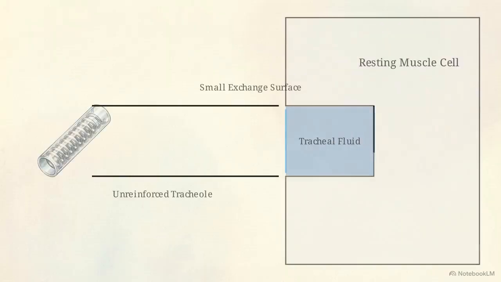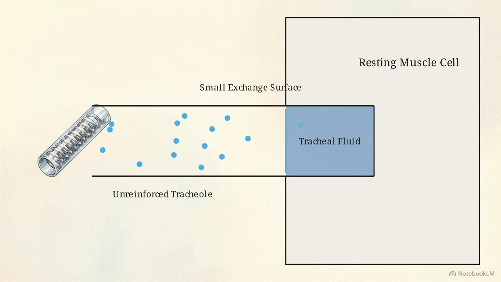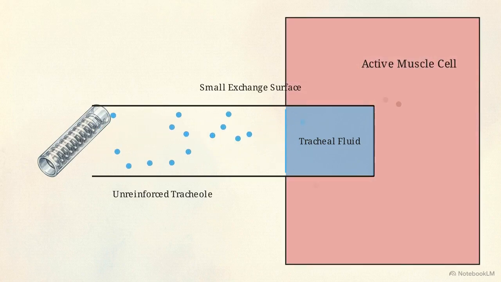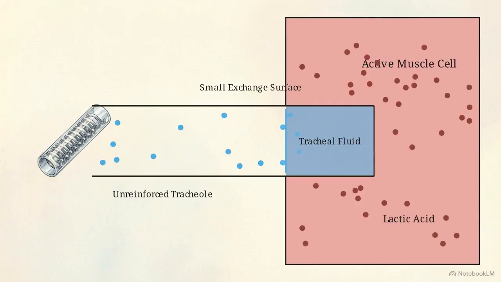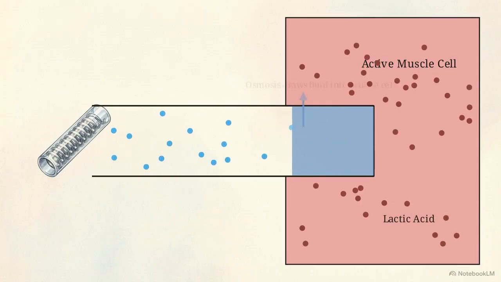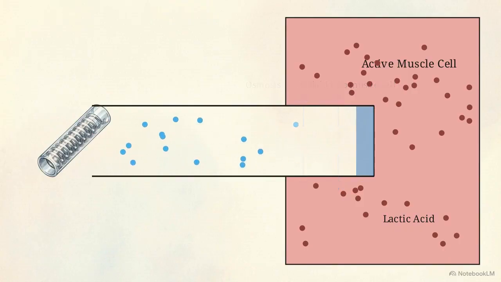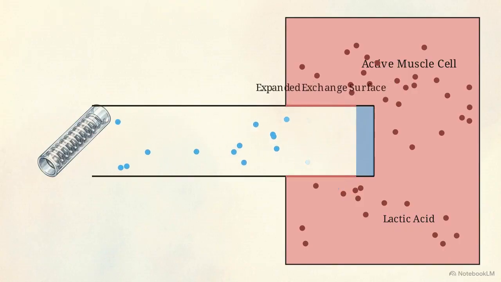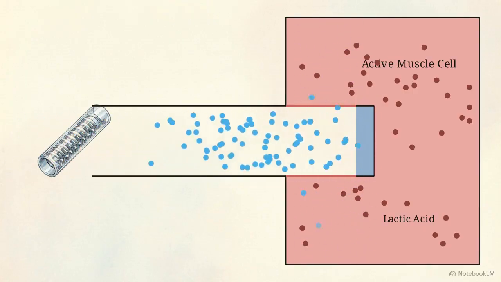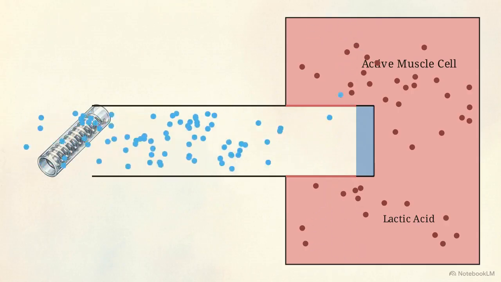At rest, tracheole tips are filled with fluid, limiting surface area for gas exchange when demand is low. During flight, muscle cells resort to anaerobic respiration, producing lactic acid. This lowers water potential, drawing tracheal fluid into the cells via osmosis. As fluid retreats, a much larger surface area is exposed to the air. As the fluid moves out of the way, oxygen can diffuse much faster and more directly into the respiring tissue.